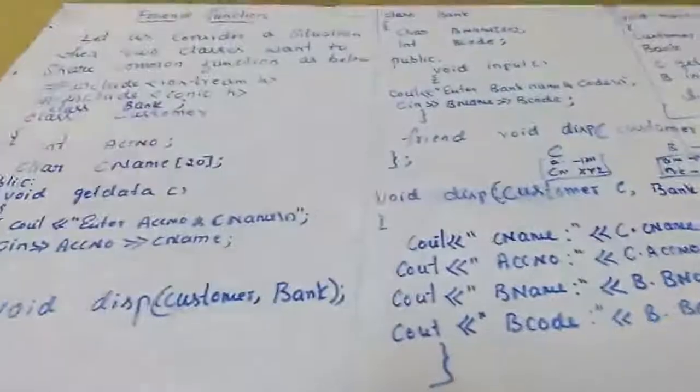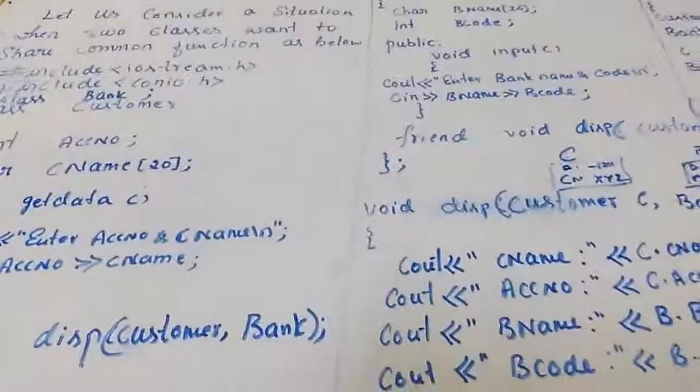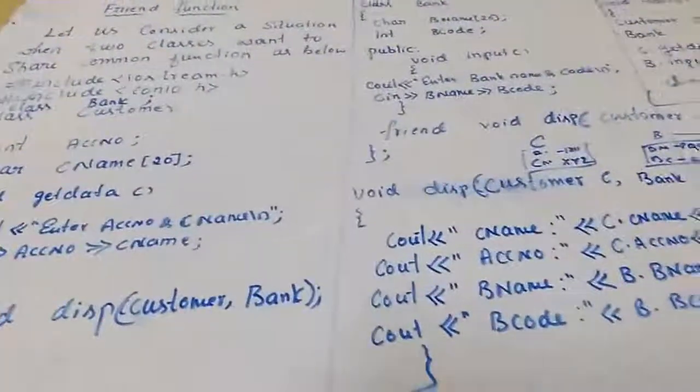You can write this example. If they ask you to explain the need of friend function with an example, you can write this example. It is the best example for that.